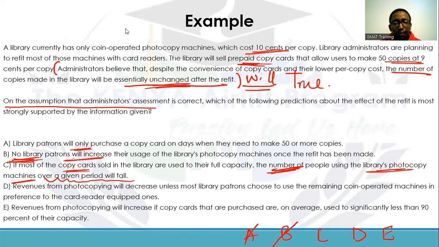So C is out. D, revenues from photocopying will decrease unless most library patrons choose to use the remaining coin-operated machines in preference to the card reader equipped ones. So we know that these prepaid copy cards are cheaper because for 50 copies you are charged 50 cents.